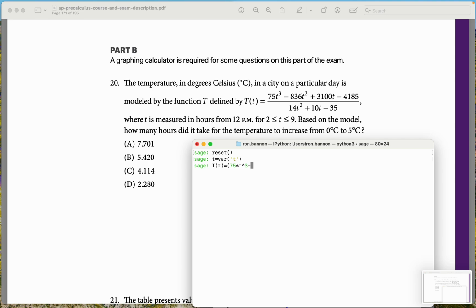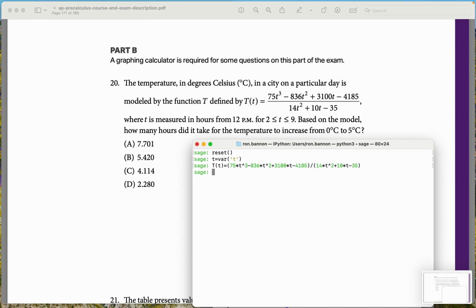Probably the worst thing about doing this problem is typing it in. 836 star t squared, and then plus 3100 star t minus 4185. Divide by 14t squared. If you haven't used a computer algebra system before, you're going to make mistakes, and you'll realize that when you're just typing things in after you hit the enter button. Plus 10 star t. And I'll show you a variety of products, by the way. Minus 35.